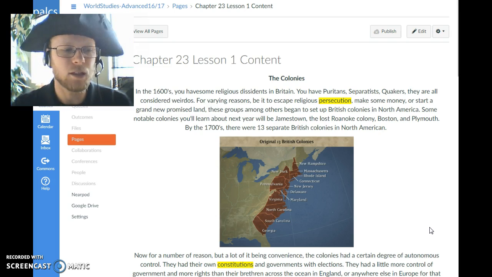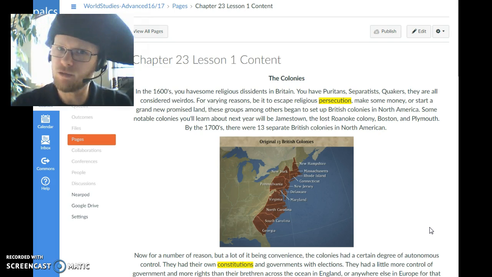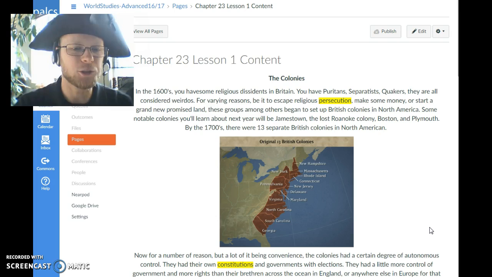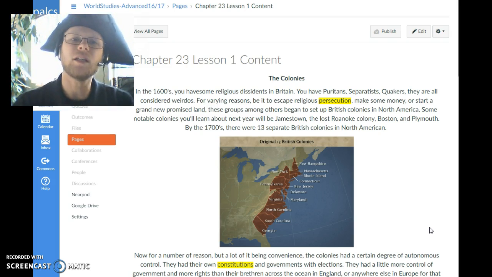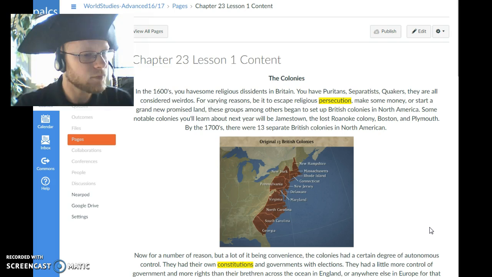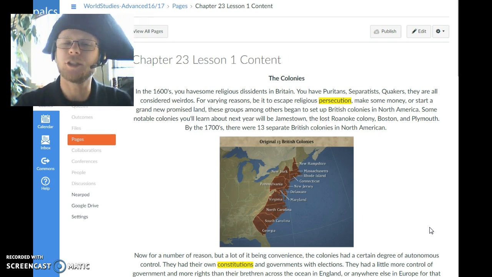Some notable colonies you'll learn about next year will be Jamestown in Virginia, the Lost Roanoke colony, which is quite the mystery. You've got Boston, which is part of the Massachusetts Bay Colony, and Plymouth with the Pilgrims. These are all things we'll learn about in more detail next year. But the short version is by the 1700s, there were 13 separate British colonies in North America.